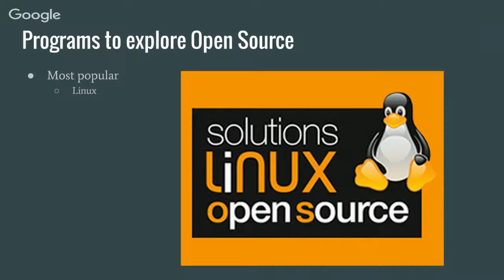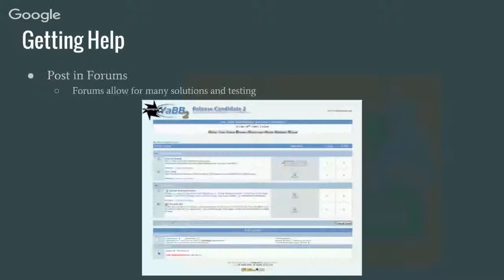It proved to be one of the staples of open source programming, and it's kind of the cornerstone and the brainchild of open source. Good, you need to get help in open source. You go into forums, since there's no official company website for a source because no one owns it. You go into forums to get help, and forums allow for many solutions and testing.